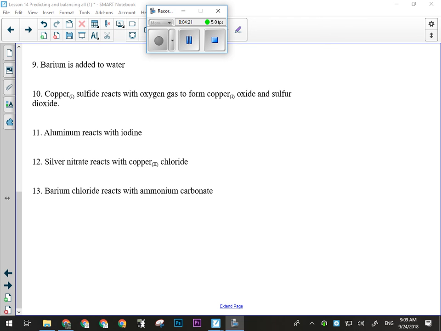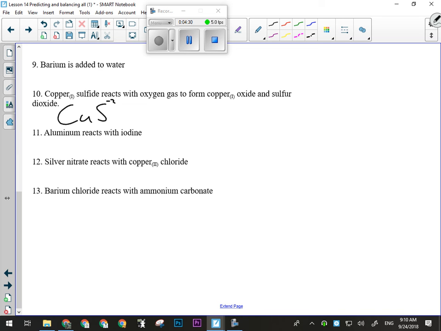Looking at number 10, we've got copper 1 sulfide. The important thing here is that we use the copper with the 1+ charge. Sulfide is -2 and this copper is +1, so we're looking at Cu2S. It's reacting with oxygen. Is oxygen special? Yep. It's forming copper 1 oxide, so we don't even have to predict this one. It's actually telling us what the products are. Cu2O, because sulfur and oxygen have the same charges, plus sulfur.